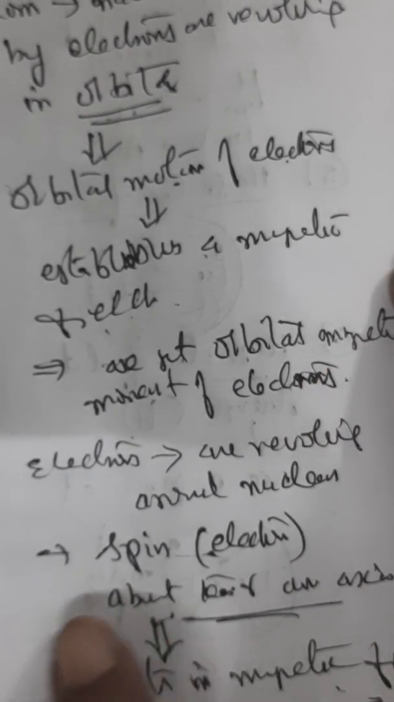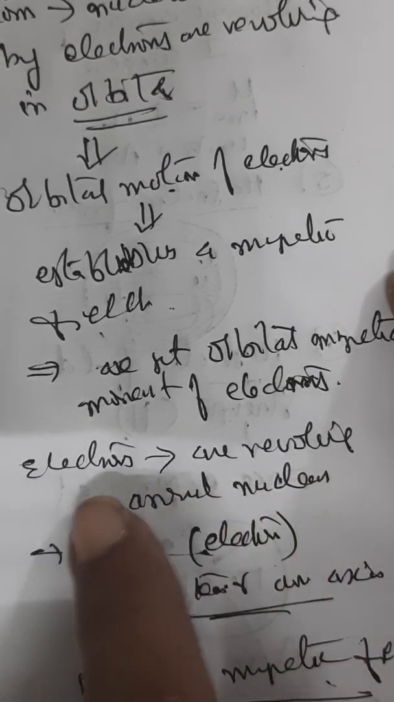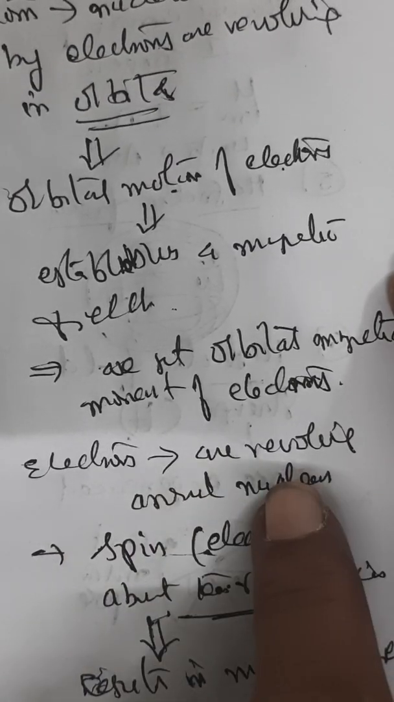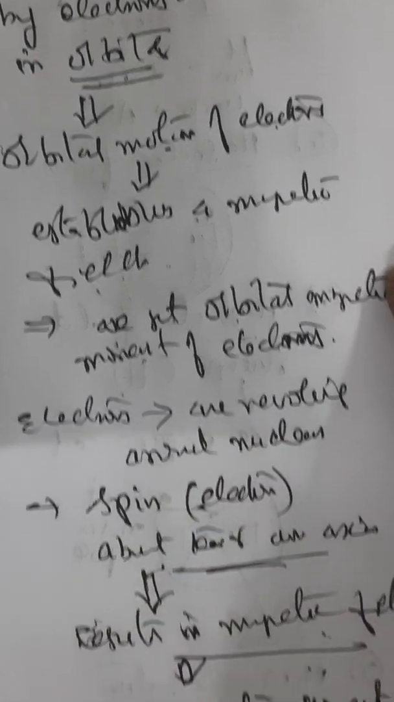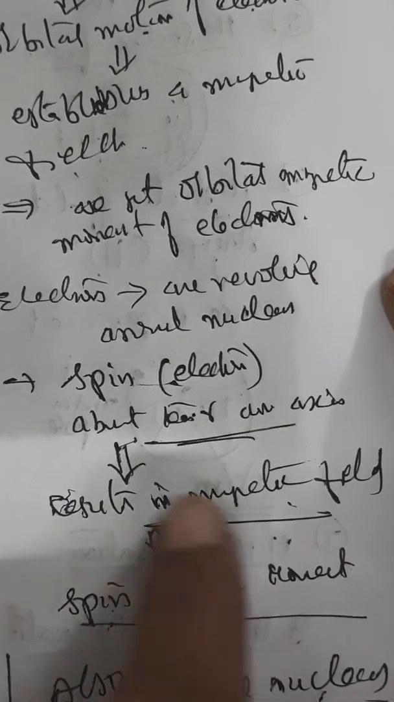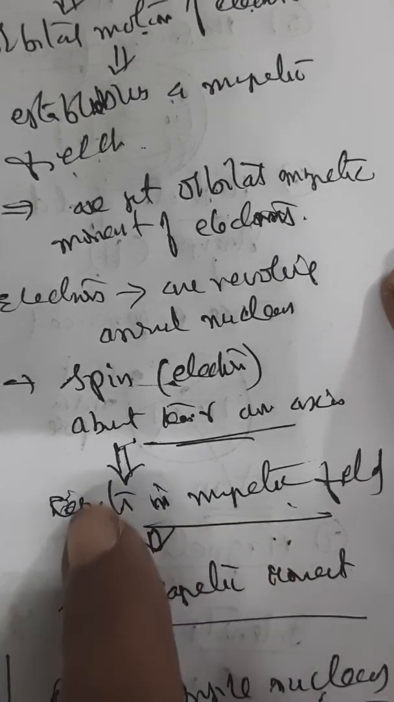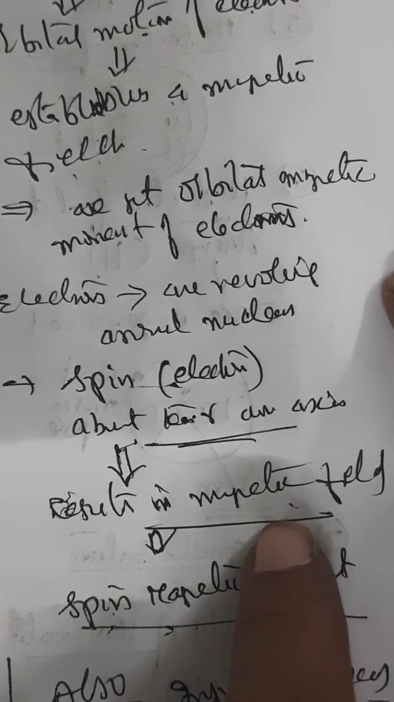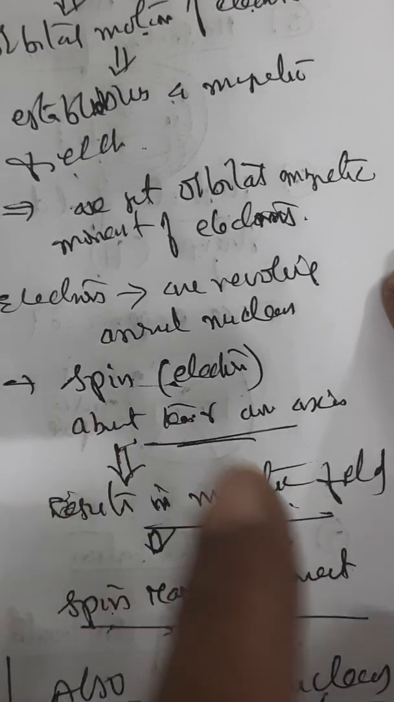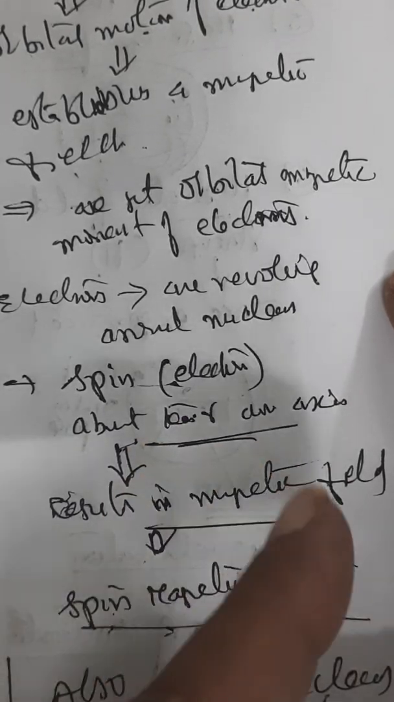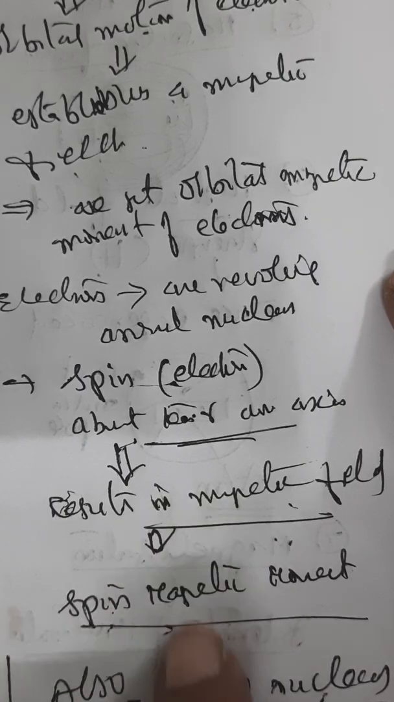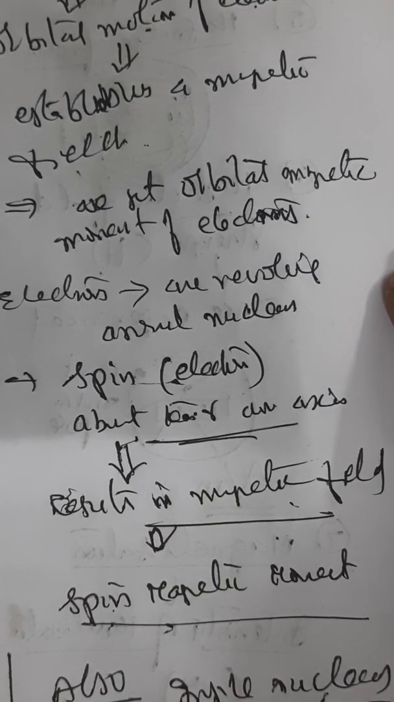Now these electrons are revolving around the nucleus. When these electrons are revolving around the nucleus, they make a spin. The spin is about their own axis, and because of the spin of the electrons about their own axis, a magnetic field is again created, and that magnetic field produces a magnetic moment, and that magnetic moment is coming because of the spin of the electrons about their own axis. Therefore, it is the spin magnetic moment of the electron.